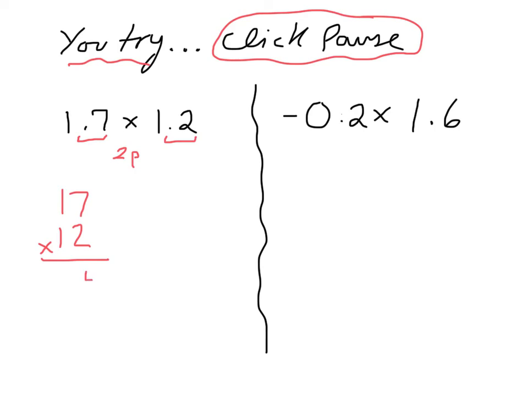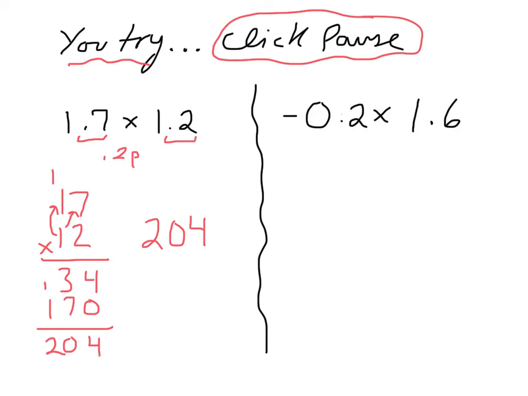2 times 7 is 14. Carry the 1. 2 times 1 is 2 plus 1 is 3. Add a 0 to move over a place. 1 times 7 is 7. And 1 times 1 is 1. I'm going to add from right to left. 4 plus 0 is 4. 7 plus 3 is 10. Carry the 1. 1 plus 1 is 2. So 1.7 times 1.2 is not 204. I have to remember my 2 places to move the decimal over, or add the decimal 2 places in. My answer is 2.04.